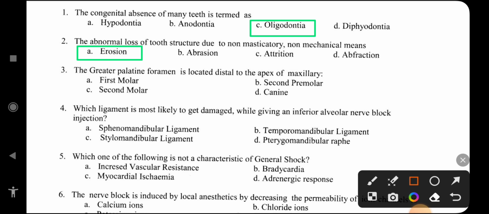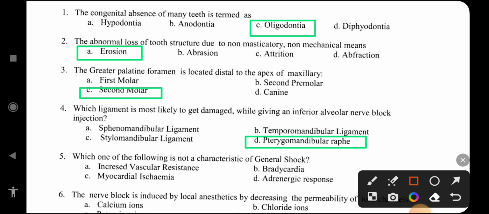The next question is the greater palatine foramen is located distal to the apex of maxillary? Options are first molar, second premolar, second molar, or canine. And the correct answer is second molar. Next question is which ligament is most likely to get damaged while giving an inferior alveolar nerve block injection? Options are sphenomandibular ligament, temporomandibular ligament, stylomandibular ligament, or pterygomandibular raphe. And the correct answer is pterygomandibular raphe.